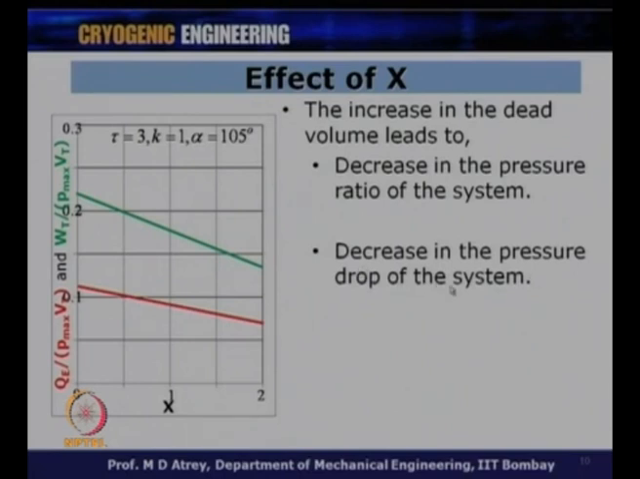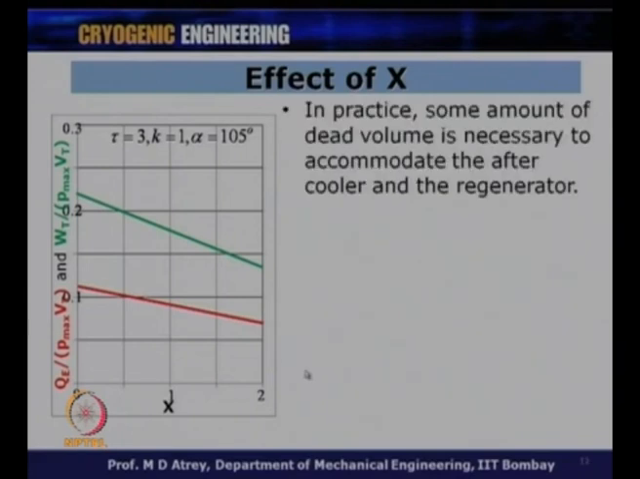Also, there will be a pressure drop in a system, but this is not considered. Pressure drop losses are not considered in Smith's analysis, but in an actual system, pressure drop losses will increase with the increase in the value of dead volume ratio. So, what is most important is the pressure ratio in the system decreases, and this is what leads to a decrease in cooling effect as well as decreasing Wmax or the power input to the system. Increase the value of X, your Pmax will come down, and as a result the Wmax will decrease as well as Qmax will decrease. However, what does it mean?